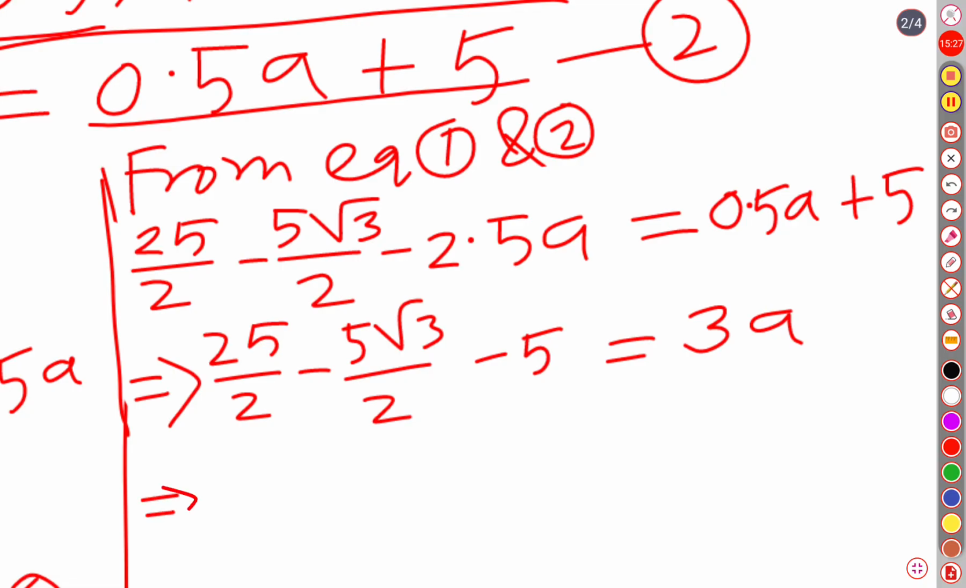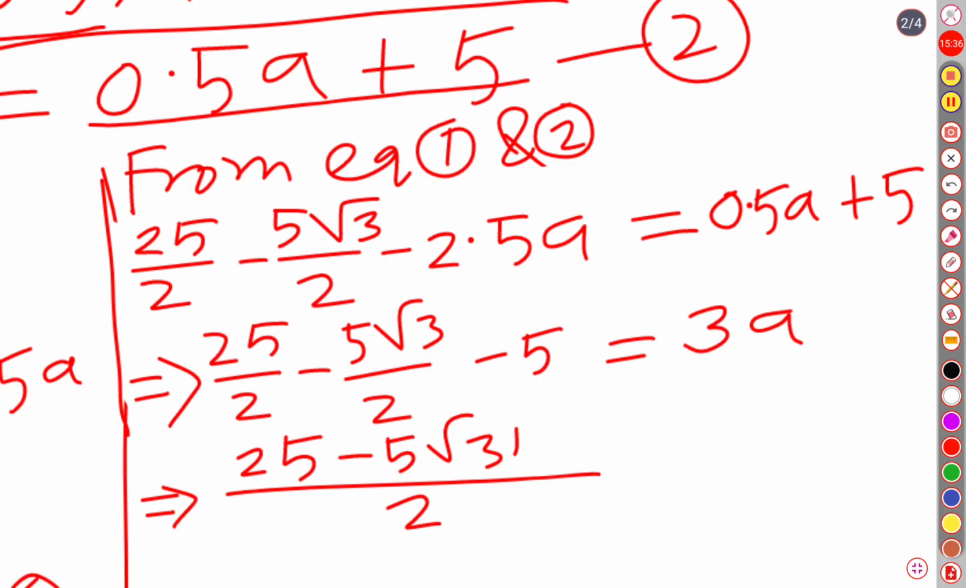Okay, so if we simplify here, what is it going to be? 25 minus 5 root 3 minus 10 is equal to 3a, and if we transpose this 3 to the other side, it is going to be over 6. Hence our a is going to be, let us calculate. Using my calculator, I get 25 minus 5 root 3 minus 10 over 6 equal to, it is showing 1.058.